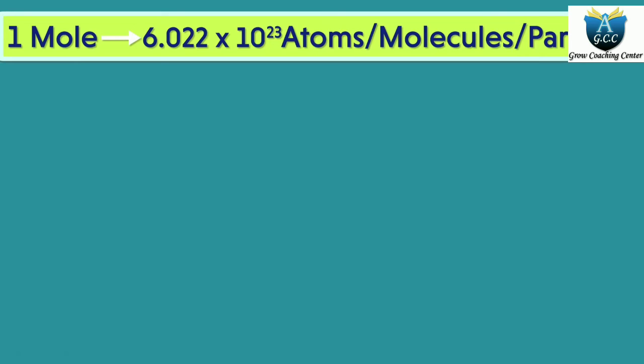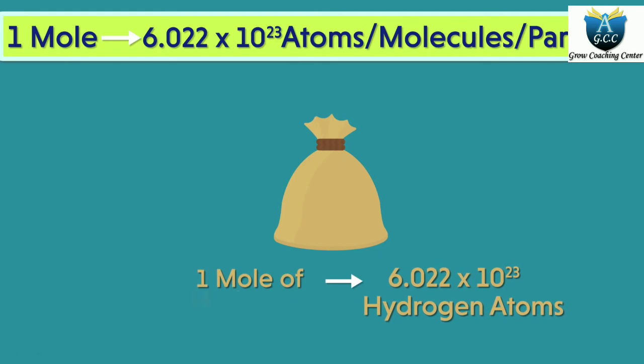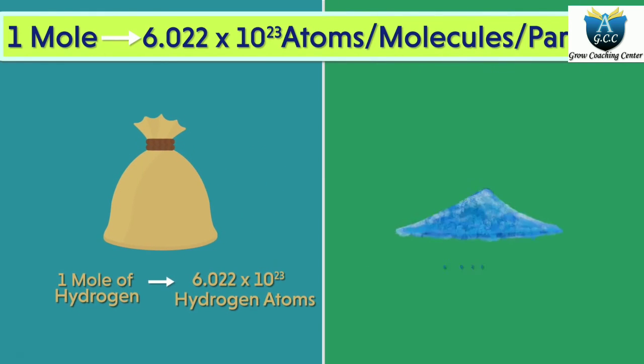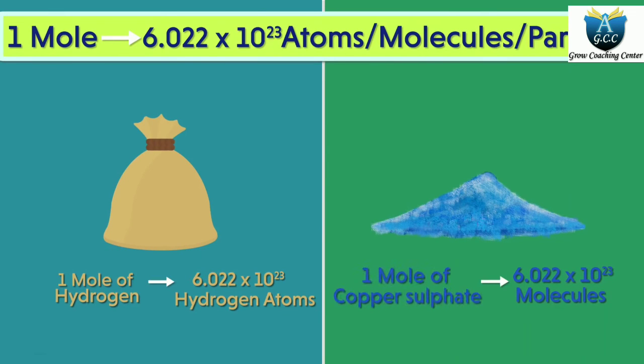That means if we take, for example, a bag containing 6.022 times 10 raised to 23 hydrogen atoms, then can we say it's 1 mole of hydrogen? Yes, that's right. Similarly, 6.022 times 10 raised to 23 molecules of any compound like copper sulfate is 1 mole of copper sulfate. Simple, isn't it?